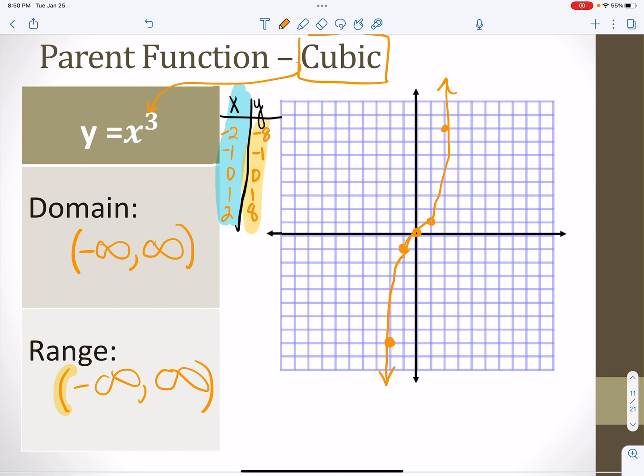And that's kind of what my one student was saying to the other. Seriously, just write down negative infinity to infinity. You might get the right answer. Okay, so this is a cubic function.